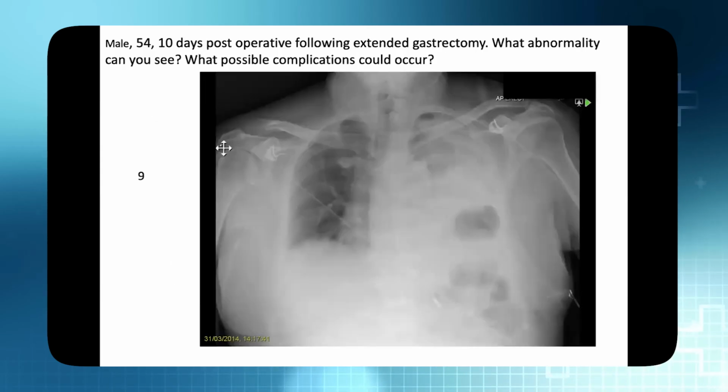A 54-year-old, 10 days post-operative following extended gastrectomy. What abnormality can you see? What is the possible condition that could occur? Hiatus hernia, and the complications can be chest infection, hemothorax or hydrothorax, and atelectasis.